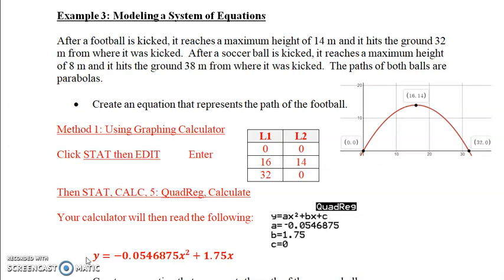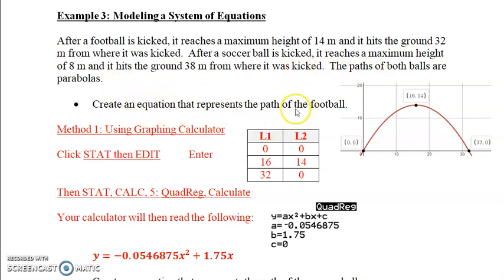So we have a scenario where there's a football being kicked and a soccer ball being kicked. It says after a football is kicked, it reaches a maximum height of 14 meters and hits the ground 32 meters from where it's kicked. And after a soccer ball is kicked, it reaches a maximum height of 8 meters and hits the ground 38 meters from where it's kicked. The paths of both balls are going to show the parabola.